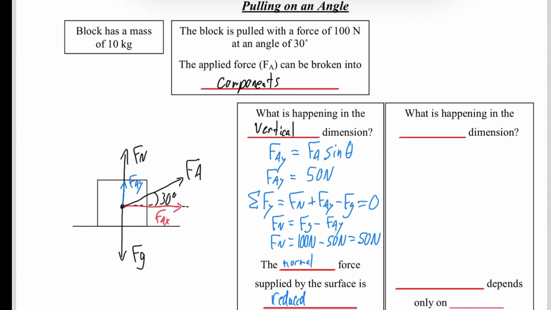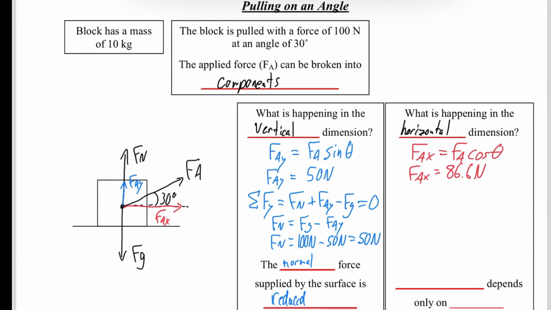All right, so next we want to take a look at the horizontal dimension. And here we want to find what our horizontal component is. So we can do this by FAX equals FA cosine theta. Then from there we can plug in 100 newtons with the 30 degrees, make sure we're in degree mode, and we'll get 86.6 newtons.